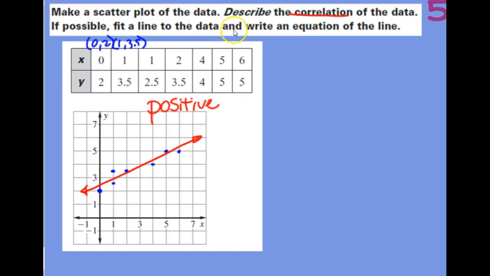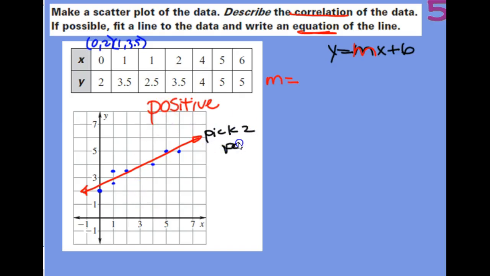If possible, fit a line to the data. We did that. Now we need to write an equation of the line. Our equation needs to be in the form y equals mx plus b. So first let's find our slope, m. We need to look for 2 points that are on the line. Well, now, none of the blue points that are there are on the line, so we need to pick our own points.